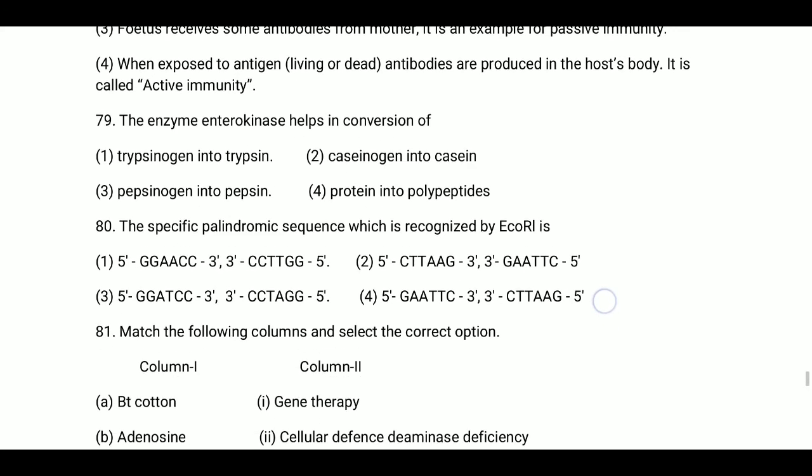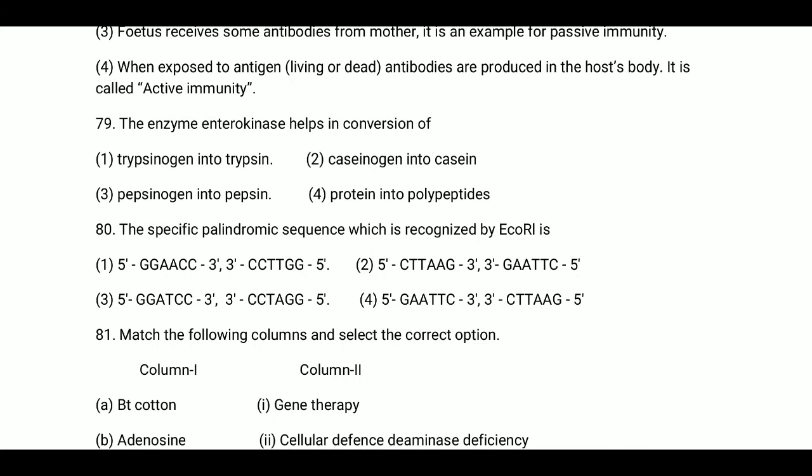The specific palindromic sequence which is recognized by EcoRI is 5 prime GGAACC 3 prime and 3 prime CCTTGG. Palindromic sequence means it should read the same from 5 prime to 3 prime and 3 prime to 5 prime. Which is that option you have to identify. Okay, let's identify that.